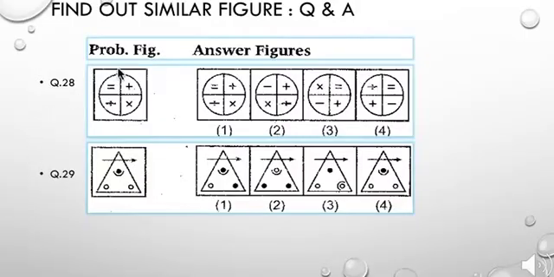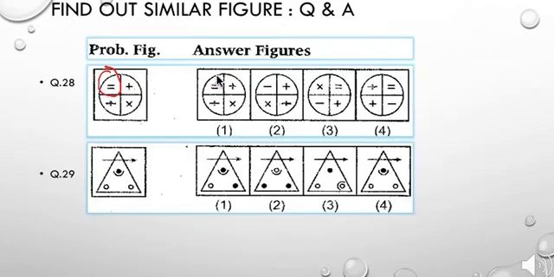Question number 28, there is a problem figure given and there are 4 answer figures. We need to check which of the answer figures is similar to the problem figure. Let's check the problem figure again. We find that the outer design is a circle and there are 4 equal parts to the circle with the help of 2 lines intersecting each other. Let's check for this part. There is equal sign. Let's check for equal sign in the answer figures.